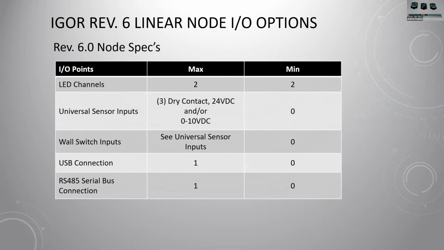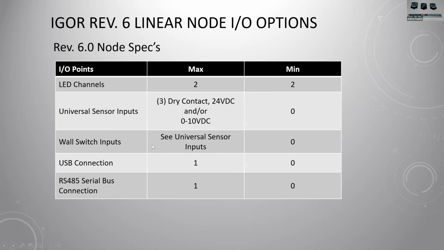Looking at some of the I/O differences between the Max and the Min, both have the two LED channels, but that's really where the similarities stop. We designed some universal sensor inputs for the linear nodes to really combine those three different types of signal inputs that we have discrete input points for on Rev 5. And so these universal inputs can individually be programmed for a dry contact, 24 volt active high, or 0 to 10 volt signal.